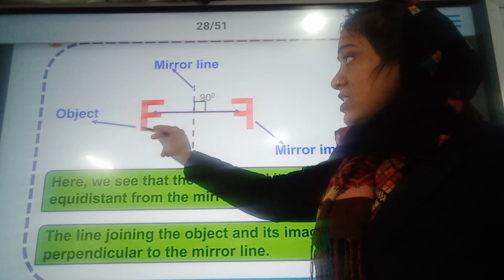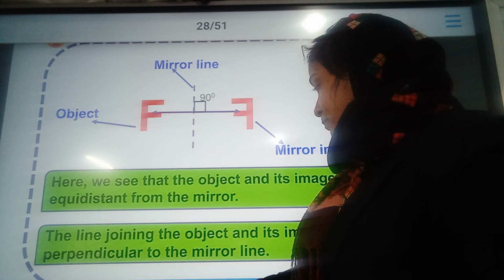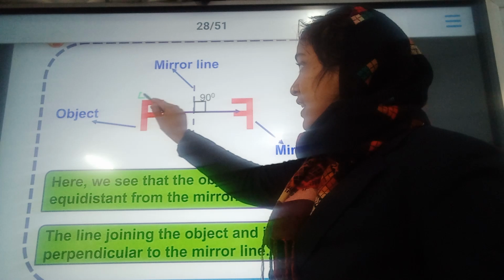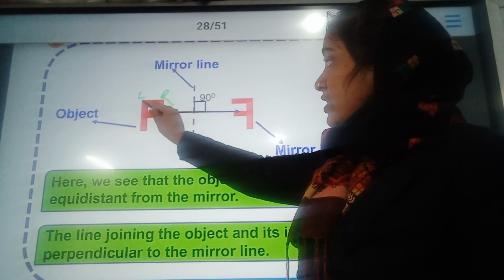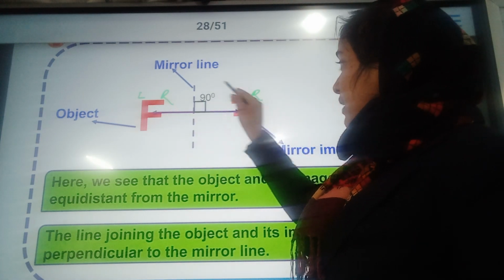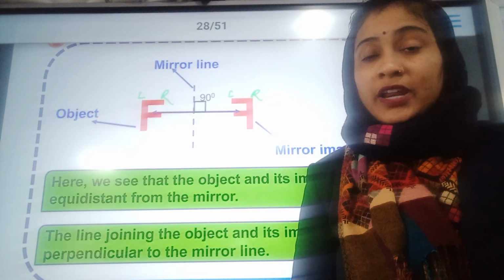If I say this is the left side, try to understand. If I say this is the left side and this is the right side, can you see the left side becomes the right side now, and the right side becomes the left side now. So this phenomenon is known as lateral inversion.